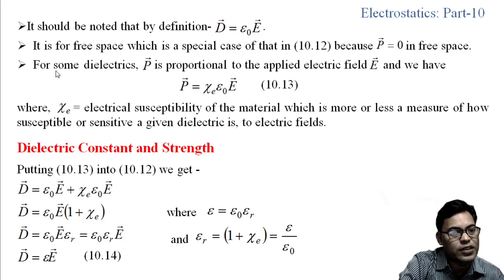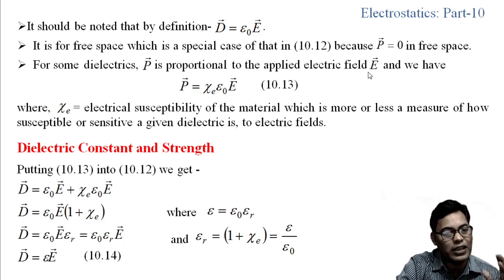For some dielectrics, this P is proportional to the applied electric field or flux density. So P is proportional to the flux density or the electric field intensity. So P is proportional to D, or P is proportional to epsilon naught E. From that we can get P equals psi E epsilon naught E. Here this psi E is called the electrical susceptibility of the material.